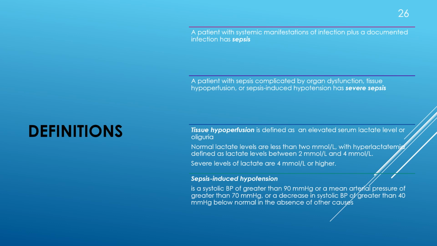What is tissue hypoperfusion? This is defined by an elevated serum lactate level, and a normal lactate level is anywhere less than 2 millimoles, but if you have anywhere from 2 to 4 or greater, that means that you have tissue hypoperfusion. And then finally, what is sepsis-induced hypotension? That is a systolic blood pressure less than 90, or a mean arterial pressure less than 70, or a decrease in systolic blood pressure of greater than 40 millimeters below a normal setting.